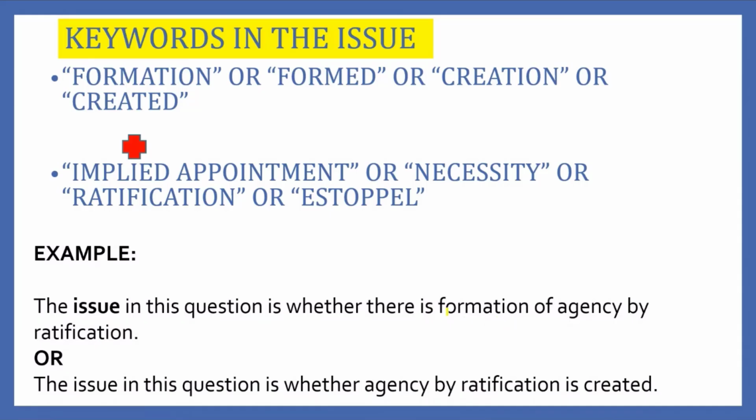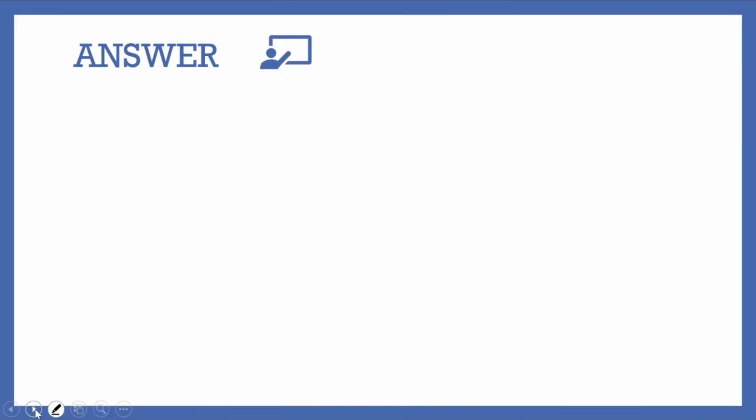See, the word formation is used here and the word ratification is used to show that the issue in this question is regarding formation, and formation by what way? By ratification. Or alternatively, another way to construct the sentence is that you can say the issue in this question is whether the agency by ratification is created. Remember, you can either use the word formation or formed, creation or created, depending on the structure of your sentence. So how do you write a full essay on that?